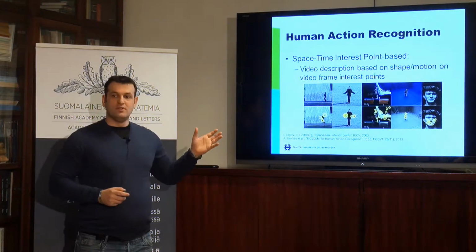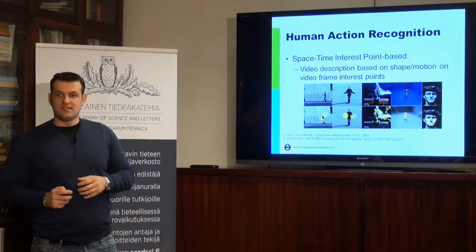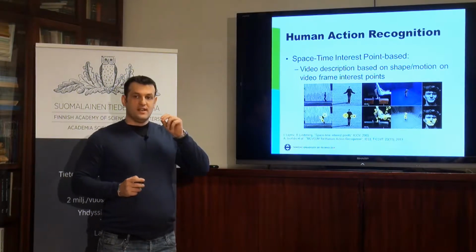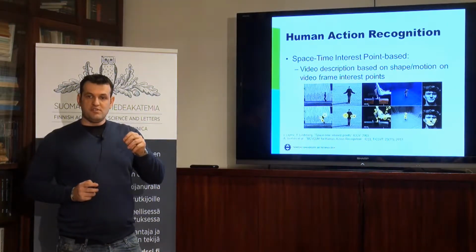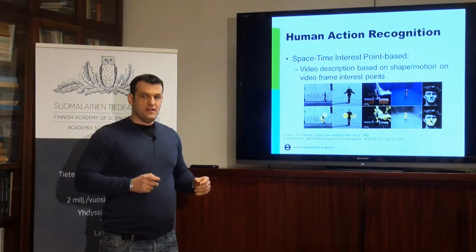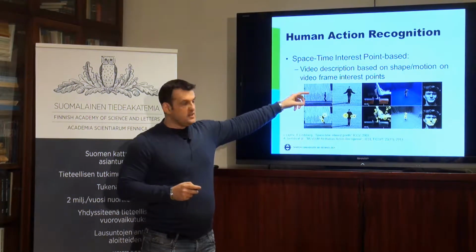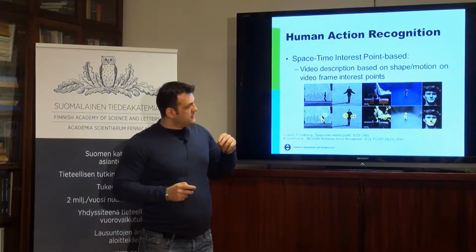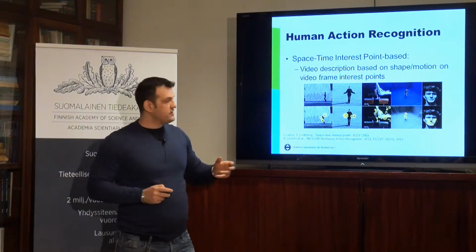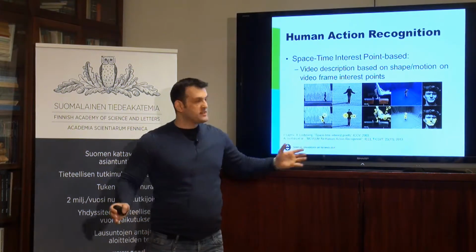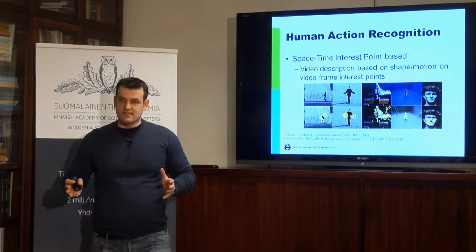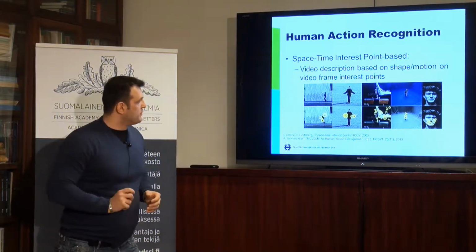So here we can borrow ideas from image classification, and we will describe the video using local shape and motion information of interest points. Here we can see a video frame, and here the video frame pixels which have been decided are important for the action. For example, this is an action of hand clapping, and here the detected interest points are at the hands of this woman.